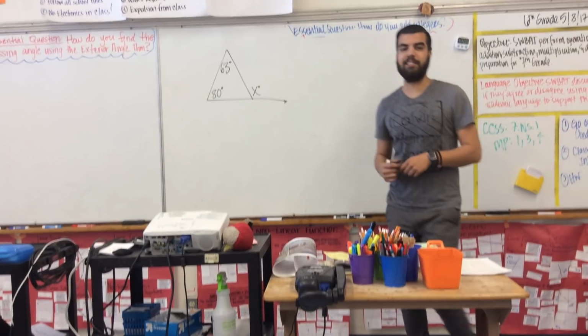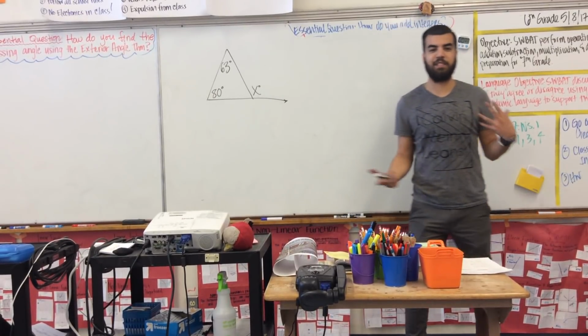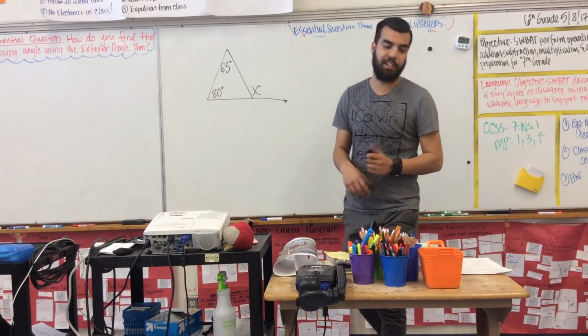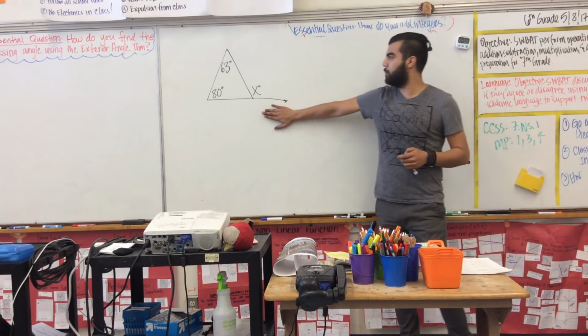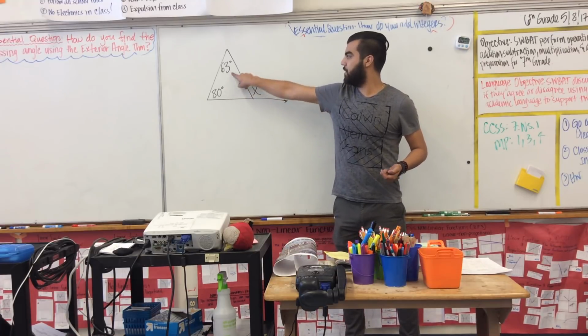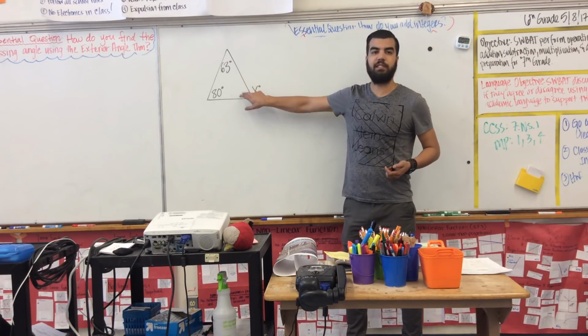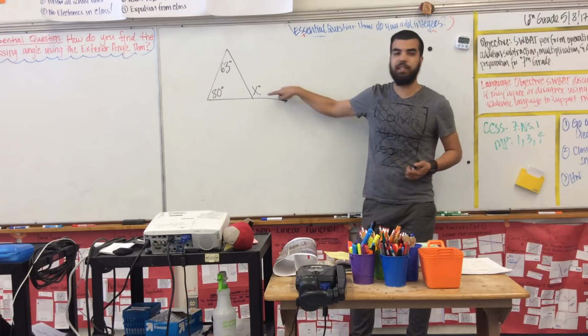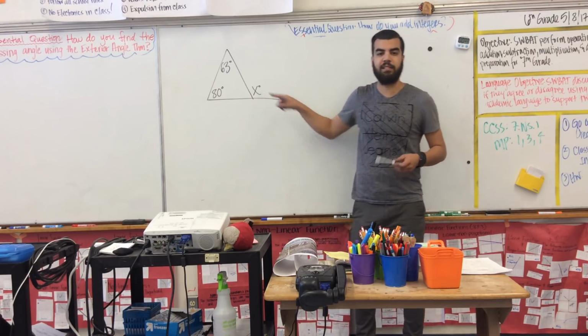Okay, so in this lesson, I'm going to go over how to solve problems involving the exterior angle theorem. I have the first problem written on the board. I have a triangle with 80 degrees, 63 degrees, and I'm missing this degree. I know that the exterior angle is x, so I want to solve for x.